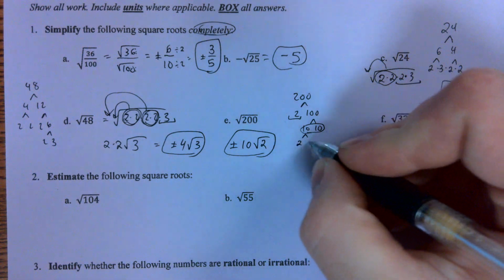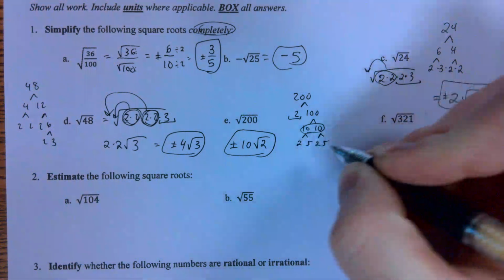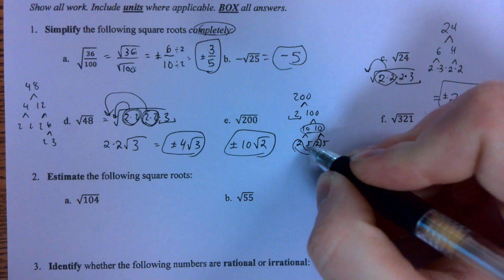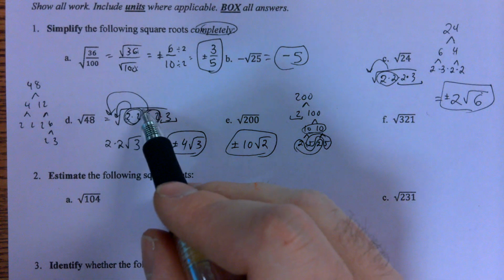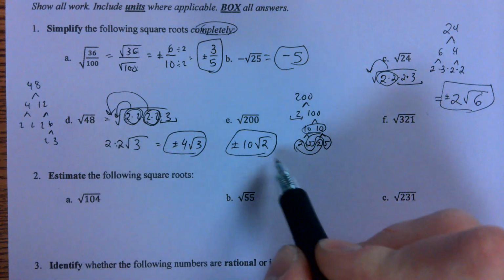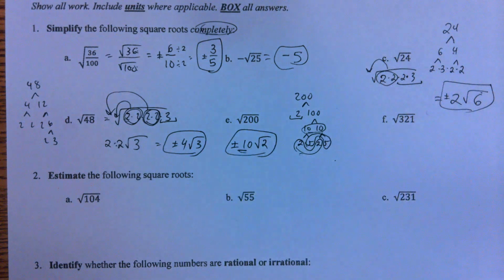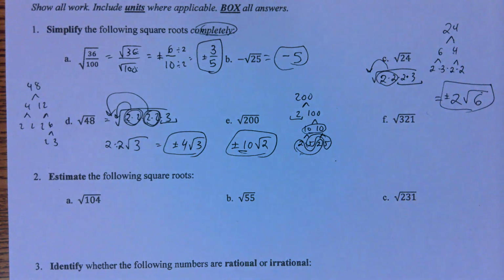If we did keep going, I would have got 2 and 5, 2 and 5. I would have had a pair of 2's and a pair of 5's. When I bring both those pairs out, just like we saw over here, we have to multiply them. And 2 times 5 would just give me 10 anyway, right? So when I'm doing a factor tree and I spot a perfect square, I don't really need to continue with that one.